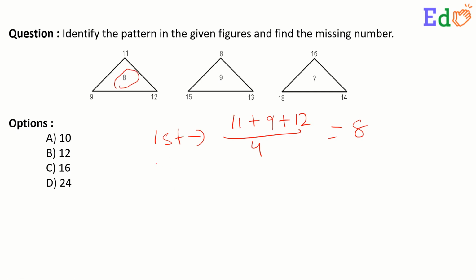Similarly, in the second triangle, sum of the numbers at the vertices 8 plus 15 plus 13 divided by 4, which is 9, written at the center over here.